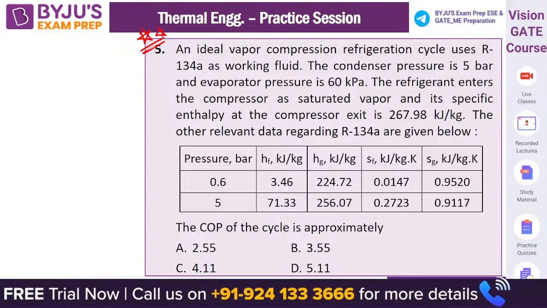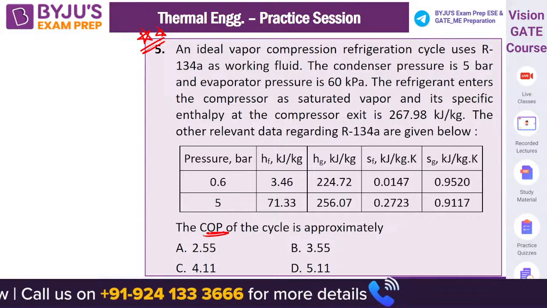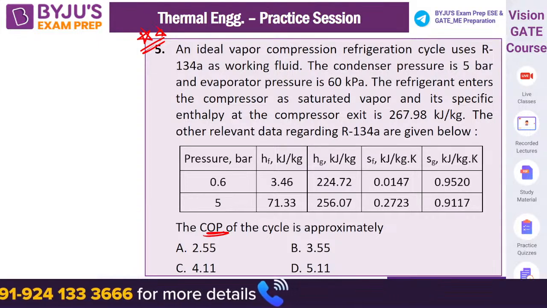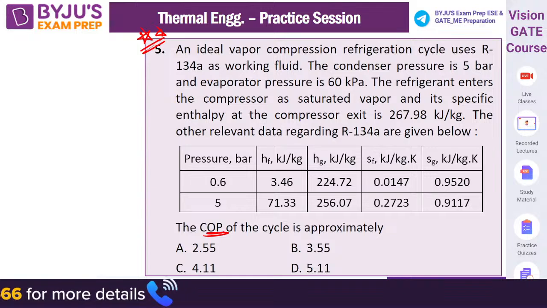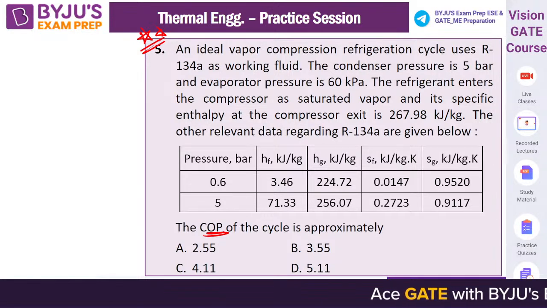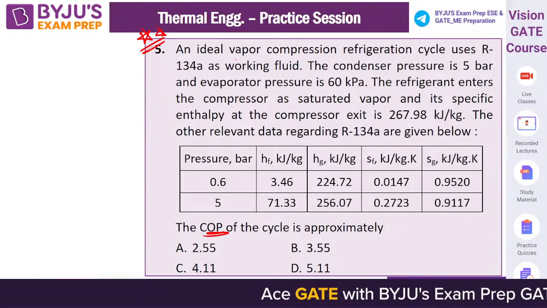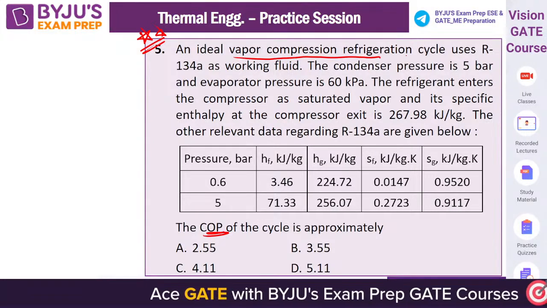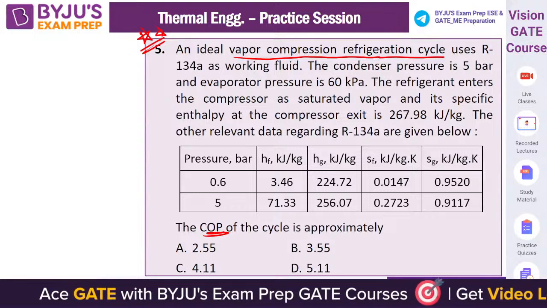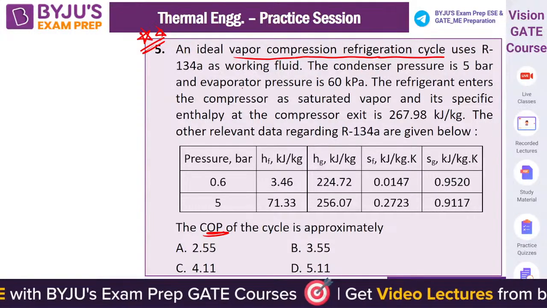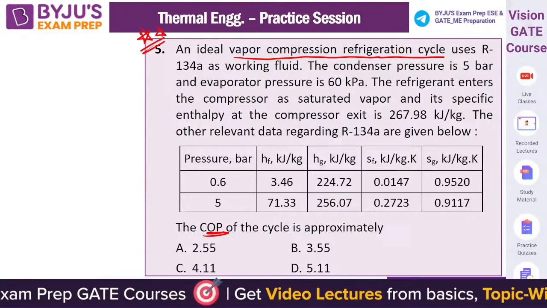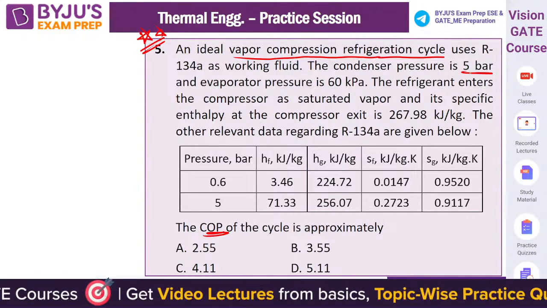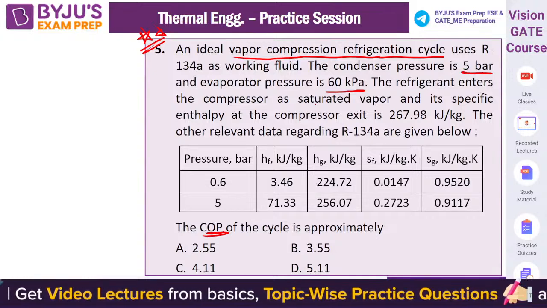Question number 5. The question is to find out the COP. It means it is a work consuming cycle. COP is used for a work consuming cycle like a refrigeration or air conditioning cycle, and thermal efficiency is used for the performance of a work producing cycle. So the question is, an ideal vapor compression refrigeration cycle uses R134A as the working fluid. The condenser pressure is 5 bar and evaporator pressure is 60 kilopascal.